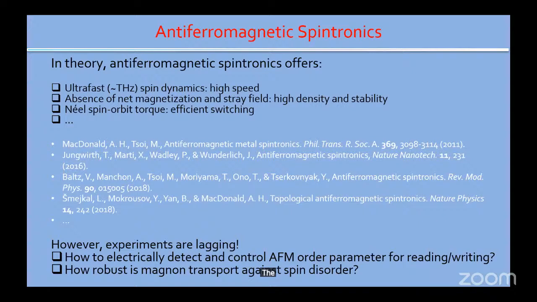I want to stress that because of many experimental challenges, the experiments are lagging behind. So in this talk, I pick two very fundamental topics. One is how to reliably, electrically detect the antiferromagnetic order parameter for the operations of reading and writing. Another question I want to address is how robust is the magnon transport against spin disorder? We want to transport antiferromagnetic magnon information presumably to a longer distance, but how does spin disorder affect such a transport?